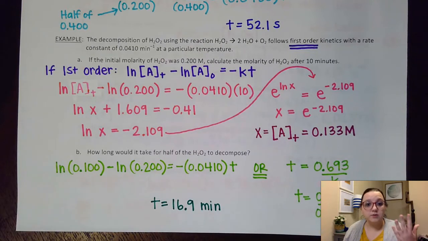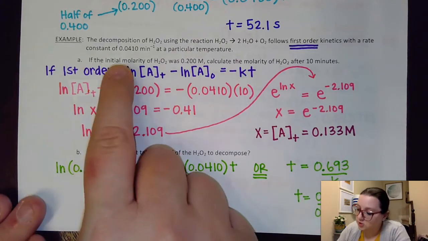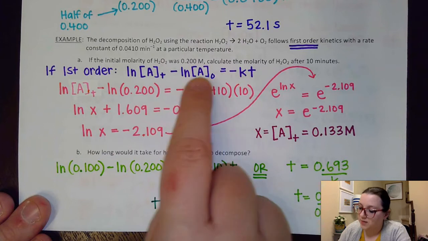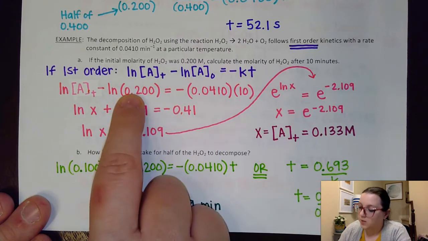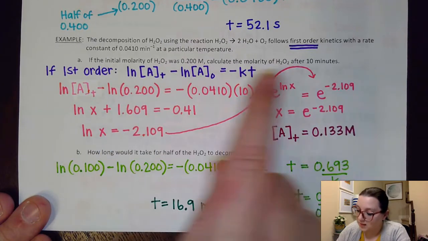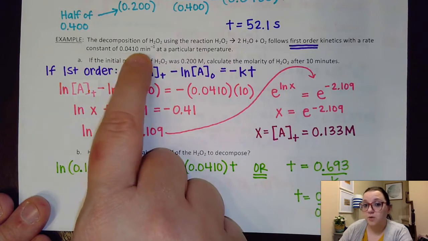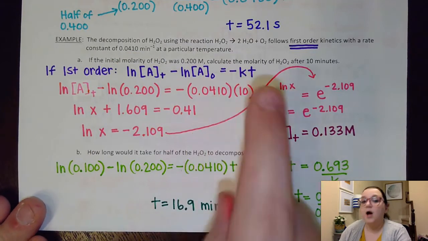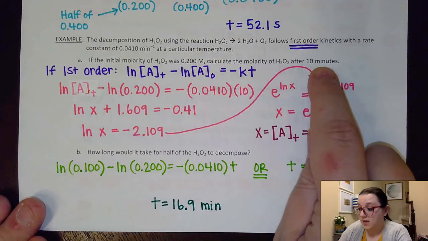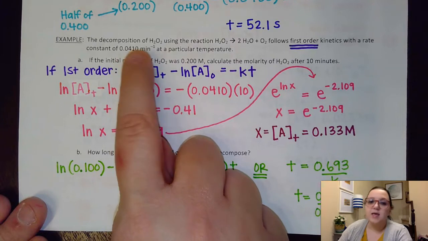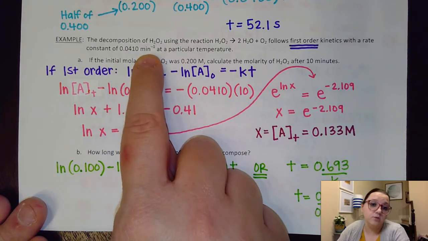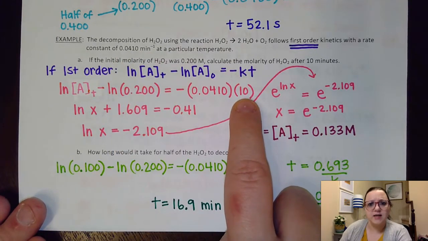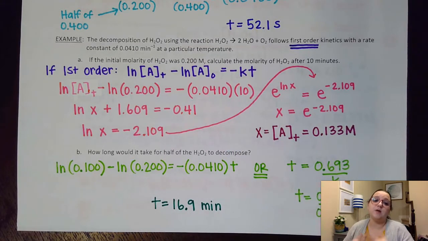Then I start plugging everything in. The initial molarity was 0.2, so I plug that in for my A sub 0 here. They gave me the K value up here in the original problem, so I just plug that in here. Also, I noticed that this says 10 minutes for my time. If you look back at your K, it had minutes as the unit, so I could just leave that as 10. I didn't need to convert it into seconds because my time units already matched.